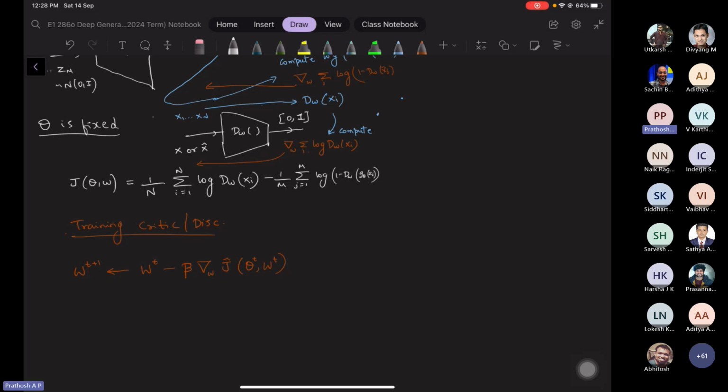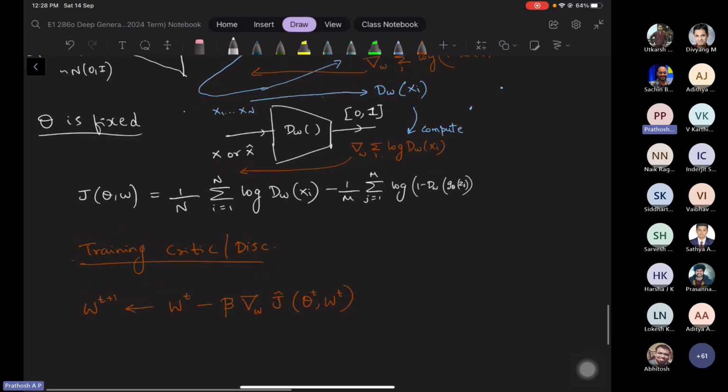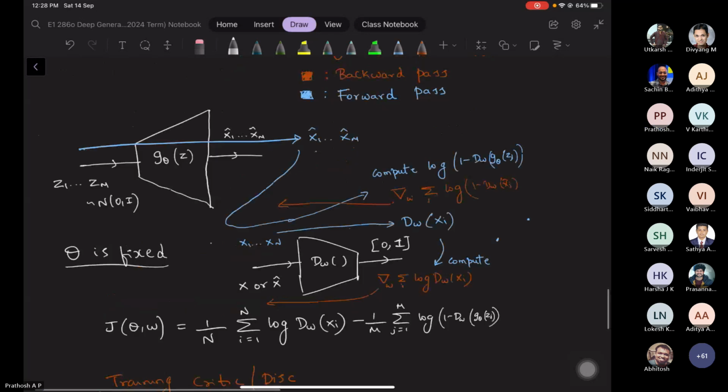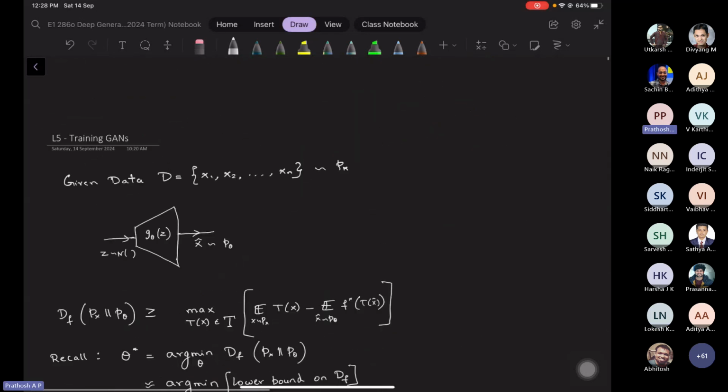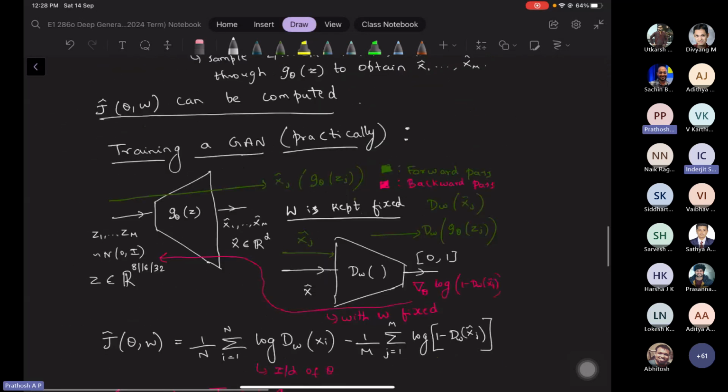After next class, I think at the end of next week is when I will release the first assignment. I can do it in the middle of next week itself. I'll be asking you to implement GANs basically. Hope this is clear. Please go through today's content.